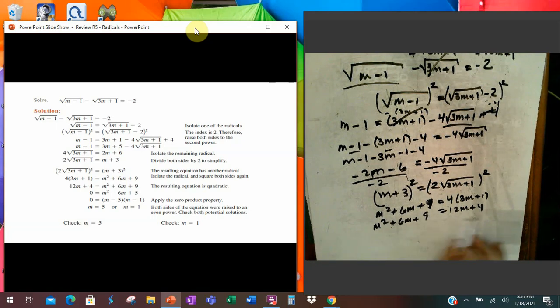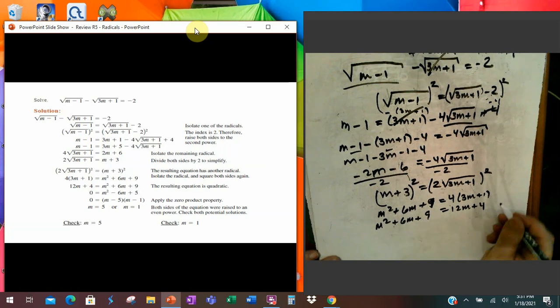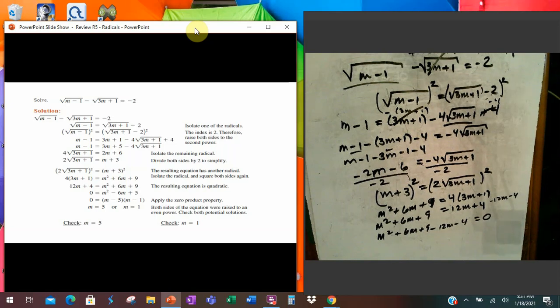Okay. So at this time, before I start doing anything else, what am I dealing with here? I've got rid of all my radicals. Well, this tells me I've got a quadratic, and a quadratic has to be equal to 0. So everything has to be over on one side. Okay, and I'm going to do this by subtracting this all from both sides. So m squared plus 6m plus 9 minus my 12m minus my 4 is going to be equal to 0. m squared minus 6m plus 5 is equal to 0.